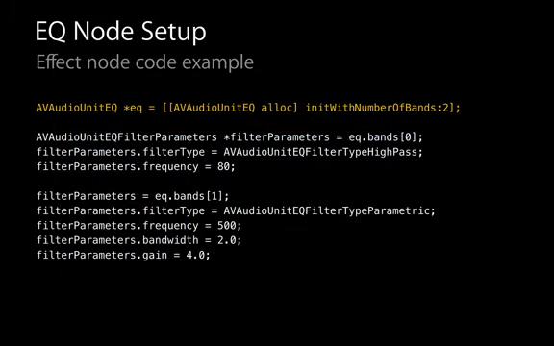So this is a multi-band EQ, and I specify the number of bands I'm going to use when I create an instance of the EQ. So over here, I'm going to use 2 bands. So I create an EQ with 2 bands. I can then go ahead and get access to each of the bands and set up the different filter parameters.